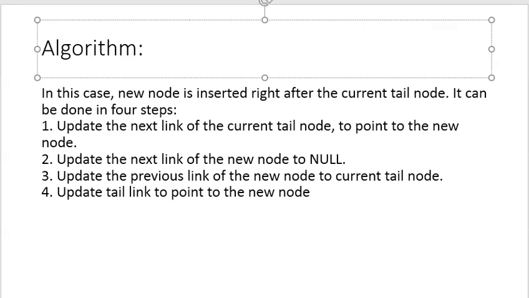So if you want to insert right after the current tail node, where one node is already created and you have to create another node, you have to update the next link of the current tail node to point to the new node. Update the next link of the new node to null, because there will be no node after that, so it will be pointing to null. Update the previous link of the new node to the current tail node. Update the tail link to point to the new node.